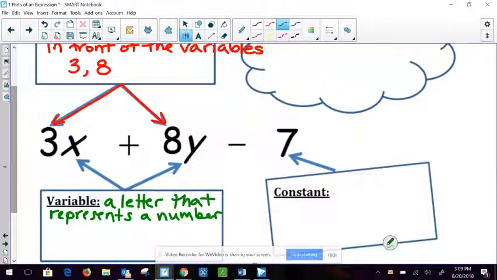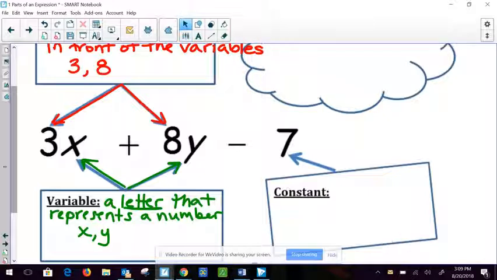So going back to that same example, we're pointing to that 3x and 8y again, but this time, instead of looking at the numbers, we're looking at the letters. A variable is always going to be the letter. So our variables above are x and y.